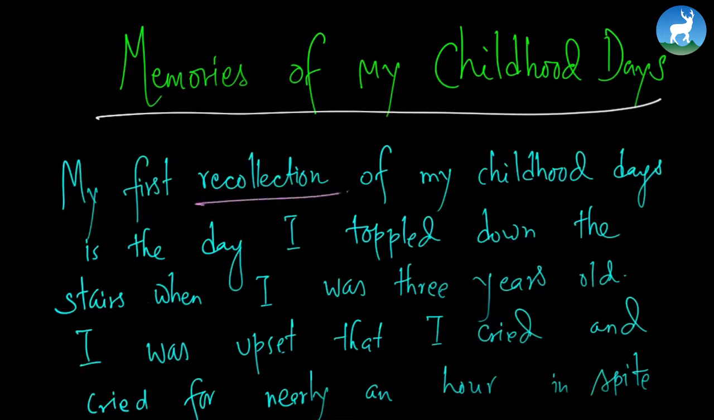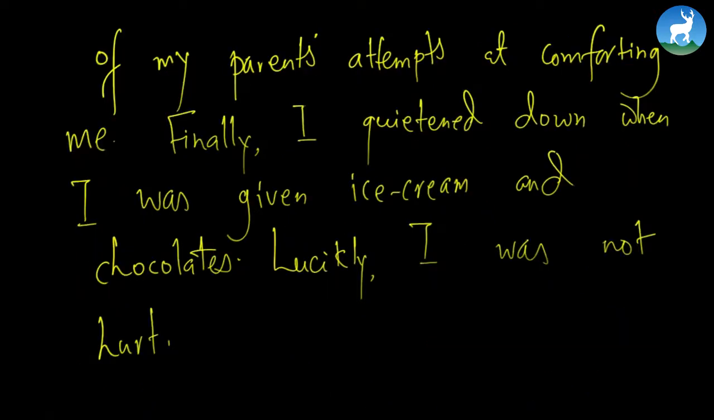All right, my first recollection. So, you see, I've used the word recollection. That means you are recounting something, you're going back, you're being nostalgic. You're back in time. So my first recollection of my childhood days is the day I toppled down, I fell down the stairs when I was 3 years old. I was upset that I cried and cried for nearly an hour, in spite of my parents' attempt at comforting me. Finally, I quietened down when I was given ice cream and chocolates. Luckily, I was not hurt. So this is the paragraph.